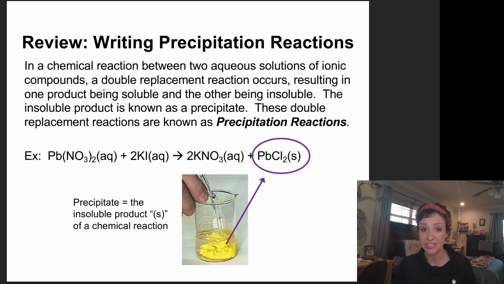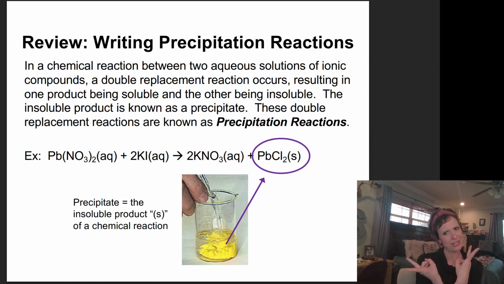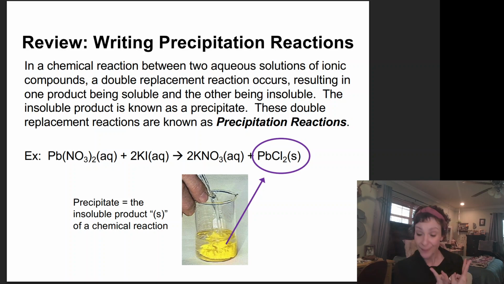It says, in a chemical reaction between 2 aqueous solutions of ionic compounds, a double replacement reaction occurs, where the couples swap partners to make 2 new couples. And what ends up happening is one product is soluble, which means aqueous, and the other one is insoluble, which means it will be a solid, not dissociated in ions. The insoluble product is known as a precipitate, which is why we call these specific double replacement reactions precipitation reactions. So a precipitate is the insoluble product.